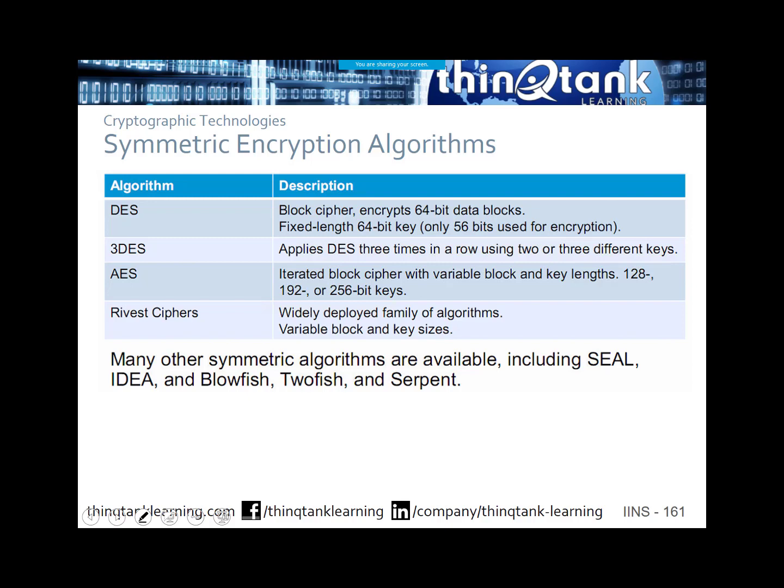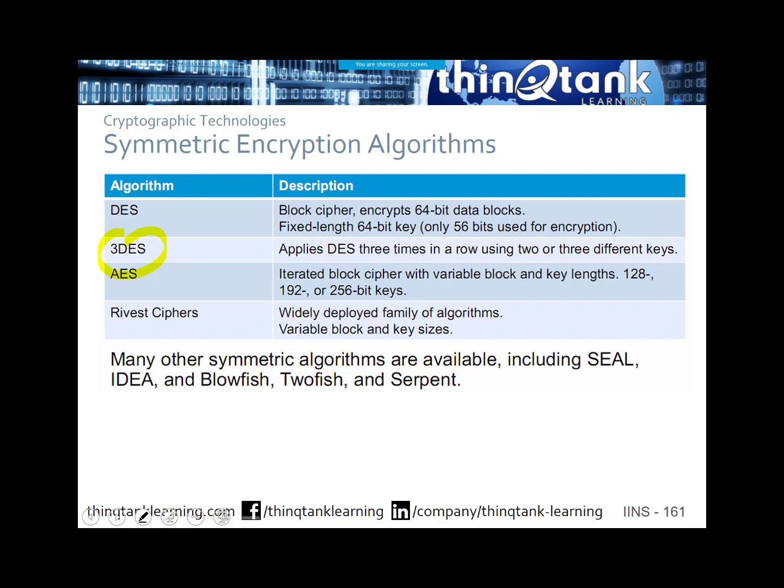All right? Triple DES, which most people call 3 times DES, is essentially 3 times DES, going through the DES process 3 times in a row. Sometimes you can use 3 different keys in the process. Sometimes you use 2 keys. Obviously, if I'm only going to use 2 keys, it's less secure than if I'm using 3 keys.